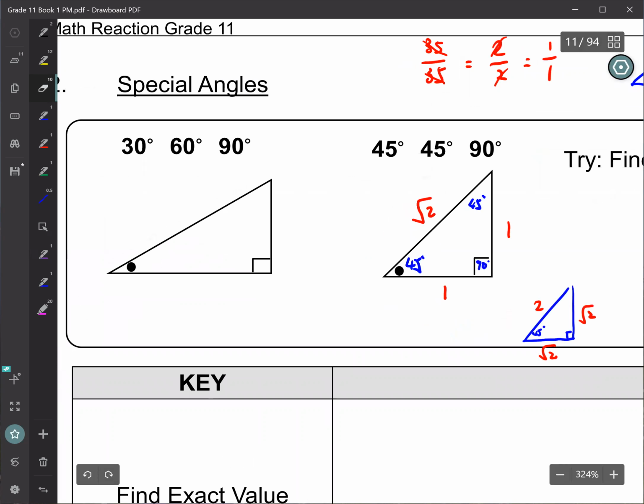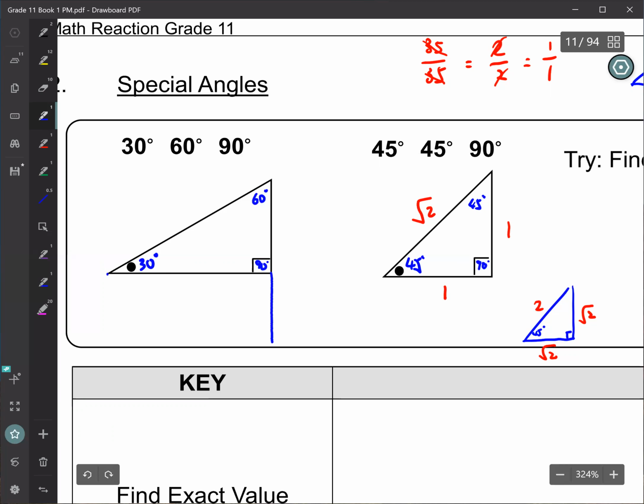Next one is the 30, 60, and 90 degree. Whenever you see an angle that has 30 or 60, it also has a fixed ratio. To figure out the ratio for this one, let's put in the angle first. Here's 30 degree, this is 90, so the leftover will be 60. To figure out the sides, we are going to add another triangle underneath.